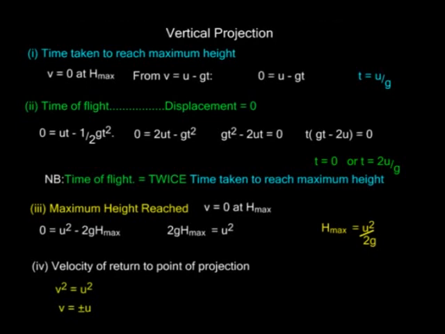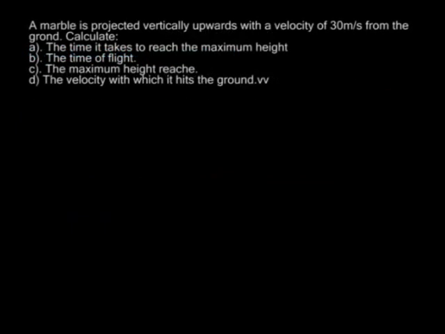One example. A marble is projected vertically up at a velocity of 30 meters per second from the ground. Calculate A, the time it takes to reach the maximum height, B, the time of flight, C, the maximum height reached, and D, the velocity with which it lands on the ground. And we are supposed to take g is equal to 10 meters per second squared.